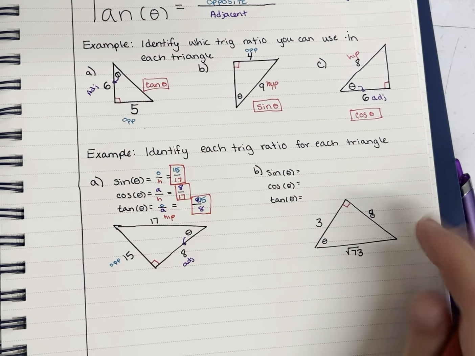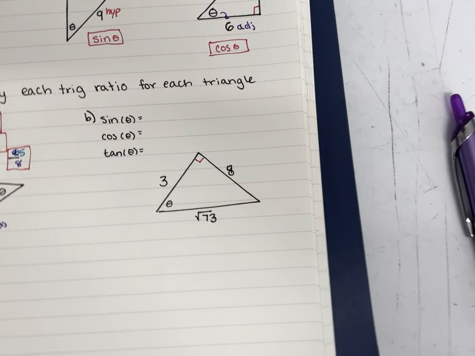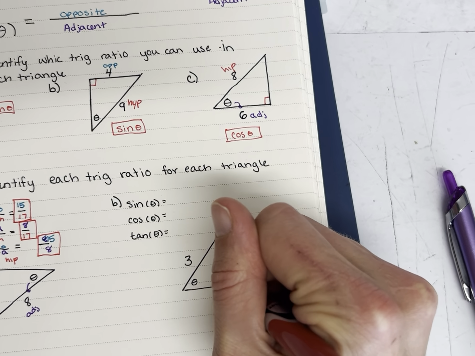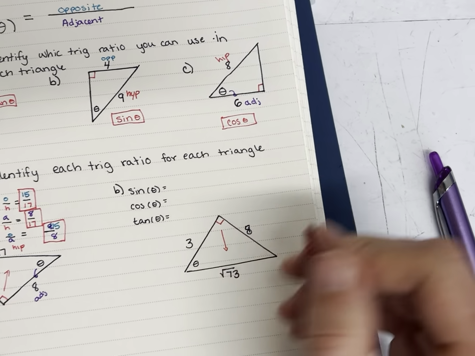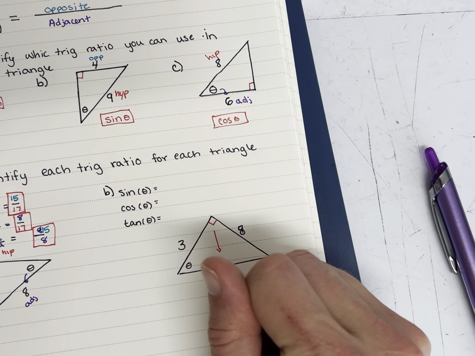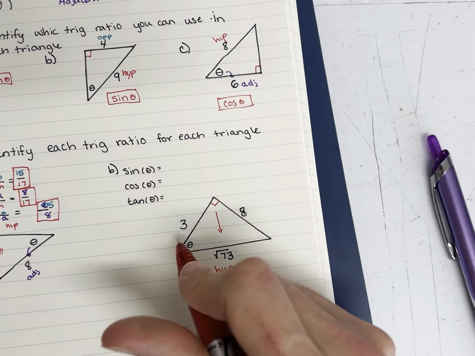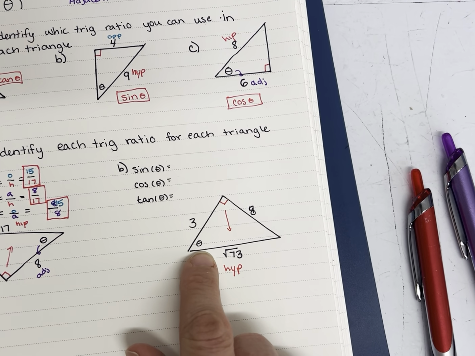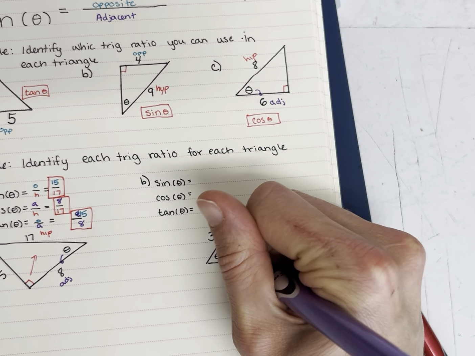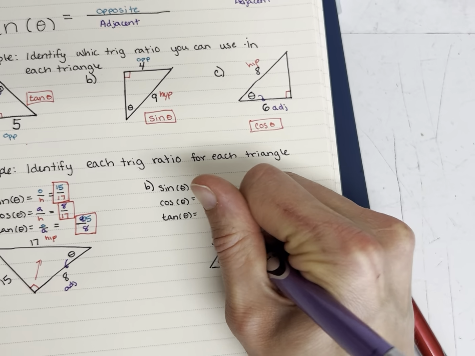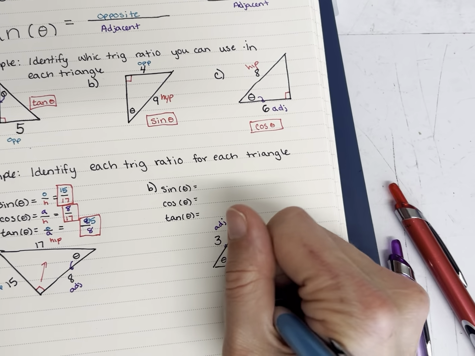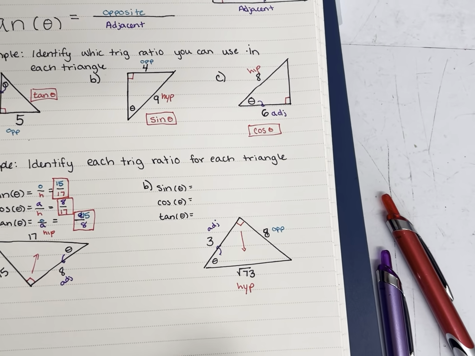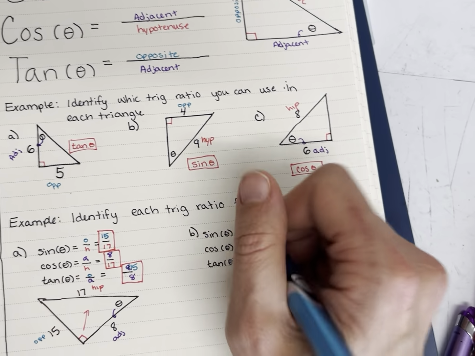Okay? Moving on to the next one, I have my sides, so labeling them first. My hypotenuse, that's the one I always start with. Hypotenuse is square root of 73. My adjacent is the one next to the angle. So my adjacent in this case is 3. And then that means 8 is my opposite. It's across from the angle. So that's my opposite.